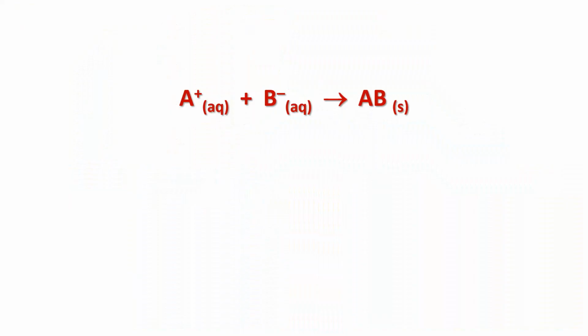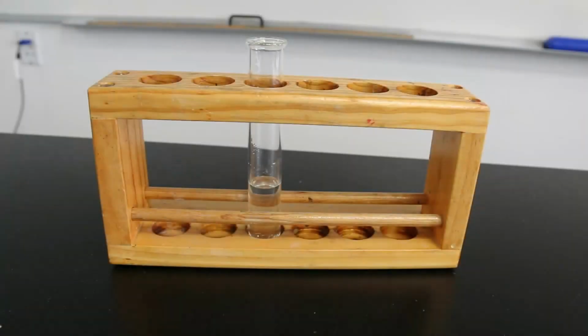With a precipitation reaction, an ionic compound comes out of solution and forms an insoluble solid. This video is the same we saw earlier for the metathesis reaction. Lead nitrate and potassium iodide were both aqueous solutions, but the lead(II) iodide formed as a yellow solid. It precipitated out of solution.